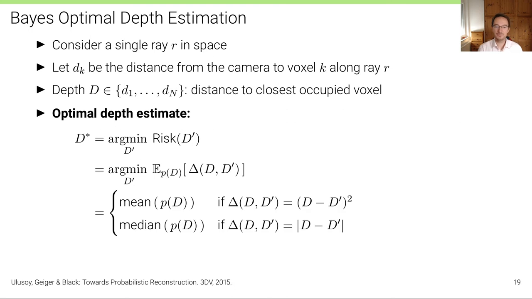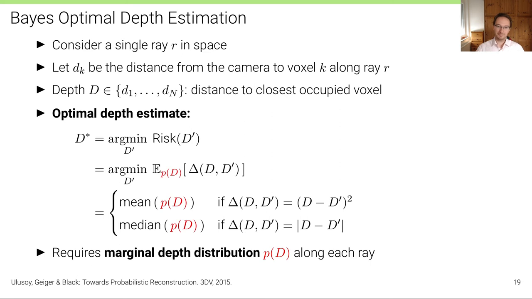And depending on how we choose that loss, if we choose it as a squared loss, for instance, then this corresponds to the mean over the depth values along the ray. If we choose L1 loss, this corresponds to the median. This is easy to see if you plug in these expressions in here. You can see that this corresponds to the mean or the median.